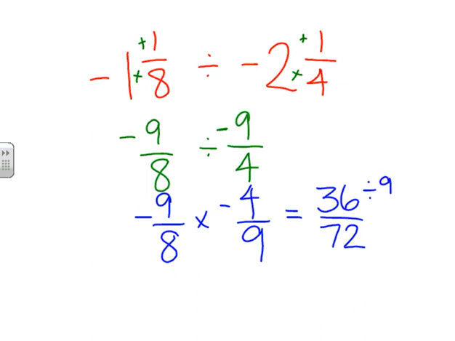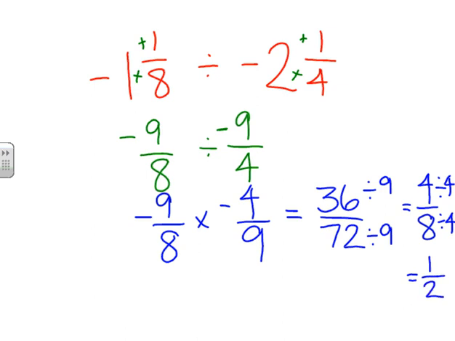So we're going to divide it by 9 in numerator and denominator to simplify. We're going to get 4/8. Again, we've got another common factor, so we can divide by 4. And we're going to end up with 1/2 as our final answer.